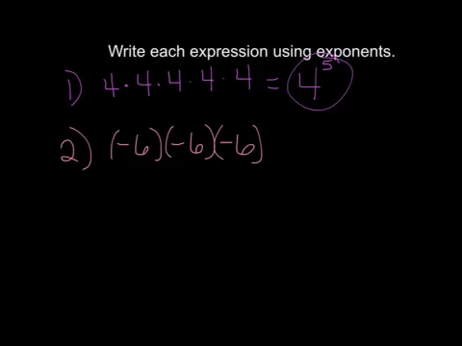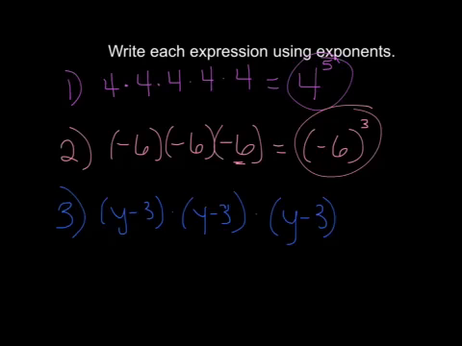Okay, what about something like this? You have negative 6 times negative 6 times negative 6. What does that mean? Well, it simply means our base is negative 6, so we keep our base as negative 6, and then negative 6 is a factor 3 times, so we would write negative 6, put it in parentheses, wrap it up to the third power, and there's our answer.